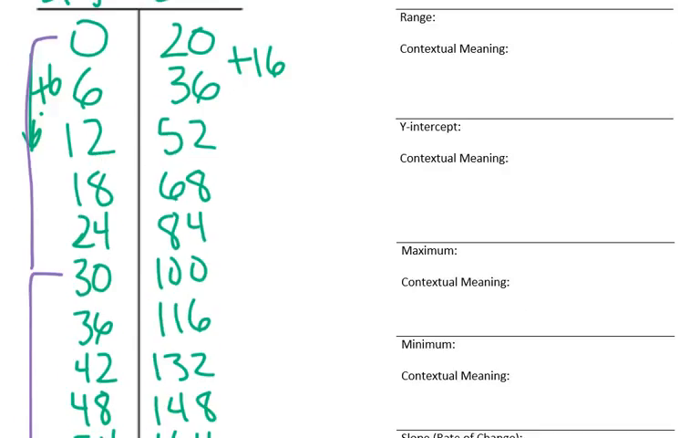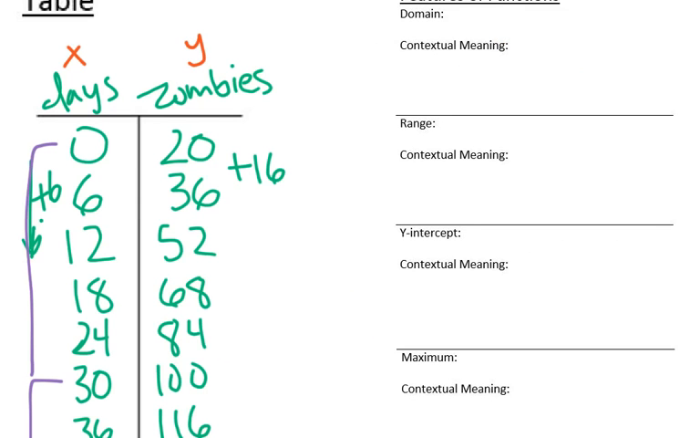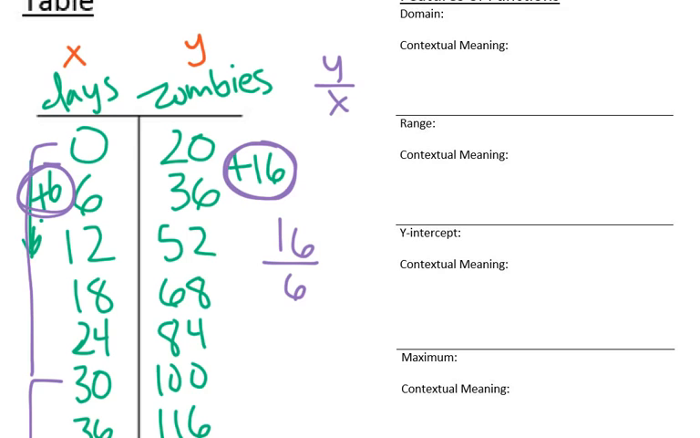So with the linear, the best thing to do is actually come up with your rate of infection, your equation. Remember, linear is slope-intercept form. So we need to find our y-intercept and our slope. Well, remember, the slope is y over x. This is my growth in y over my growth in x. So it would be positive 16 over 6, or if we reduce that, 8 over 3.